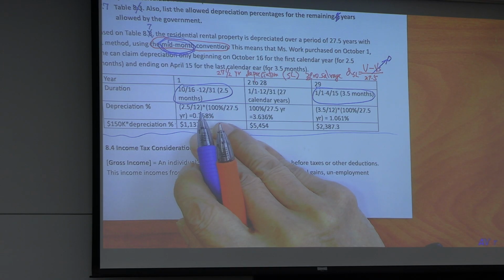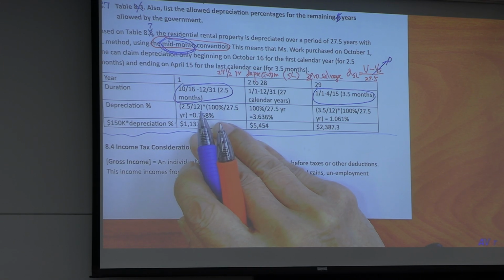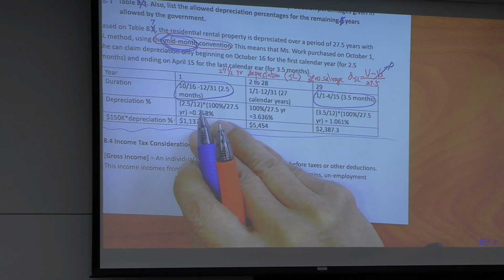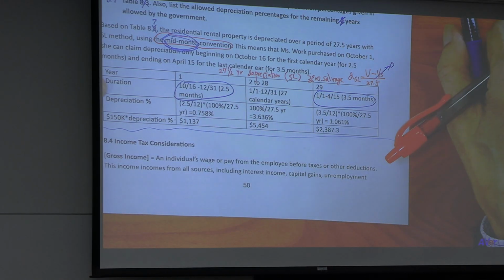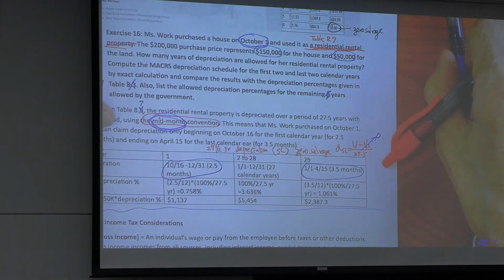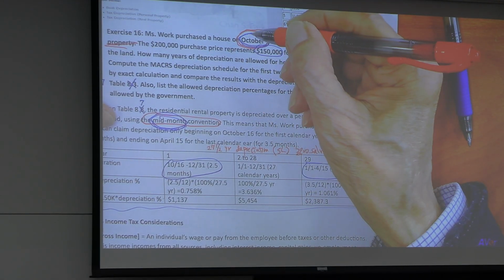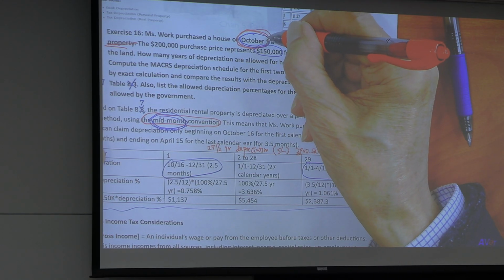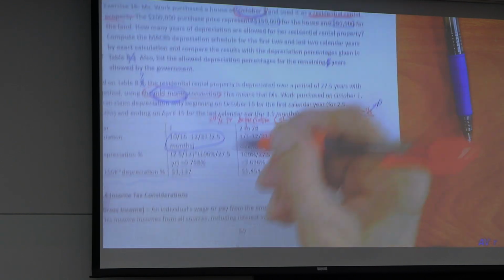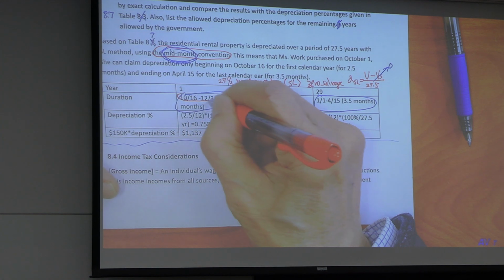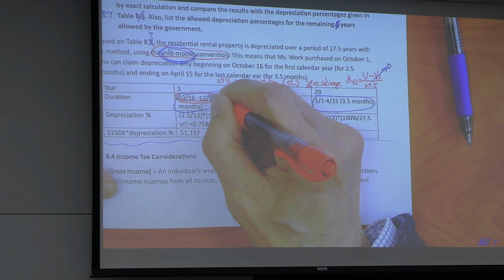between personal property such as computer, car, process equipment. This is mid-month convention. Here's one example. Miss Work bought a house October 1. Mid-month convention means you can only start to claim depreciation in the middle of the month of October 16 to December 31st on year 1.